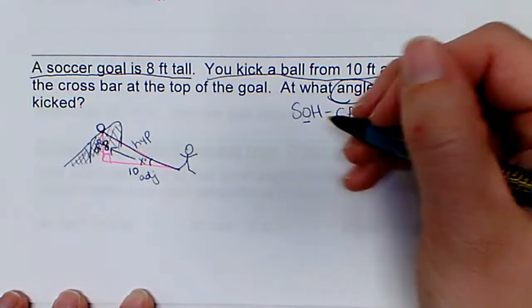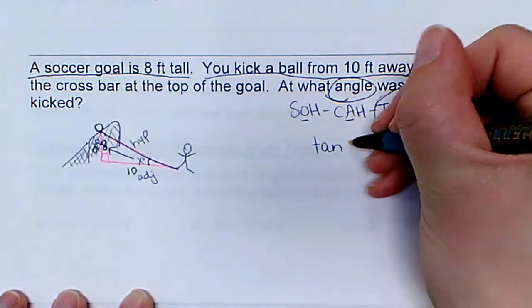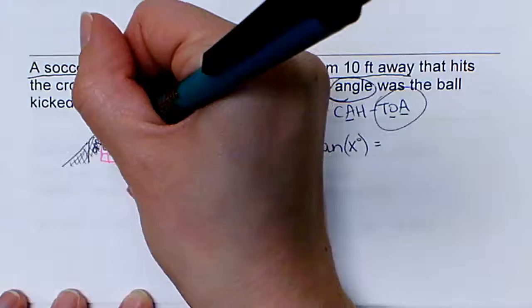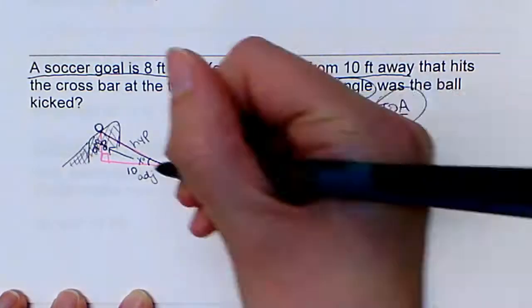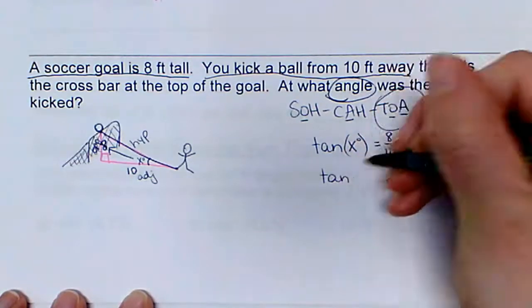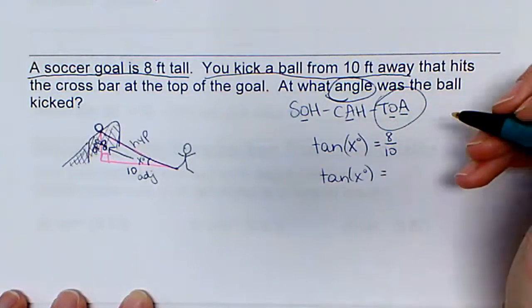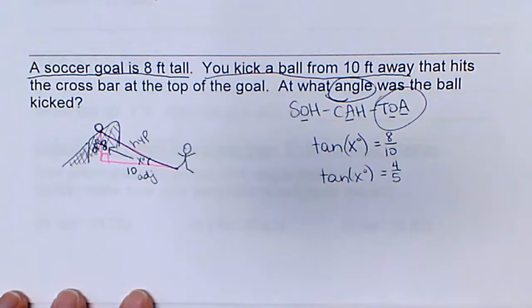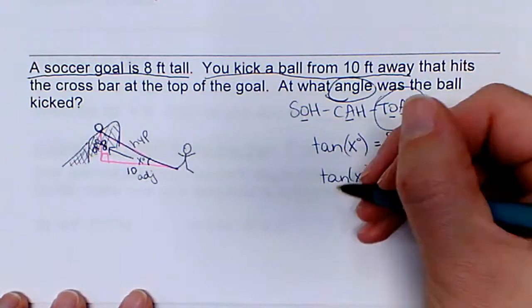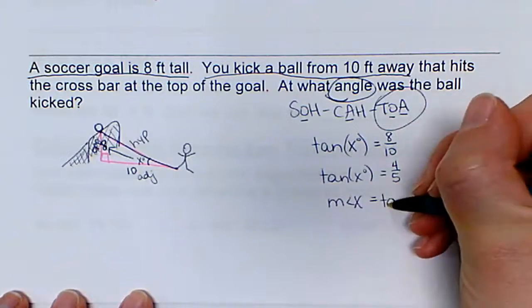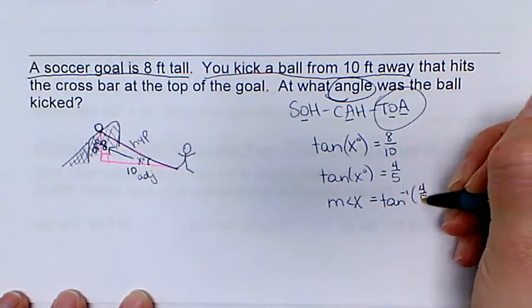So we're going to find the tangent of angle x, and it's equal to the opposite side, which is 8 feet, over the adjacent side, which is 10 feet. I could simplify this, and I could say the tangent of angle x is, if I divide both of those by 2, I get 4/5. I want to apply the inverse tangent ratio to both sides, so I'll get that the measure of angle x equals tangent inverse of 4/5 degrees.